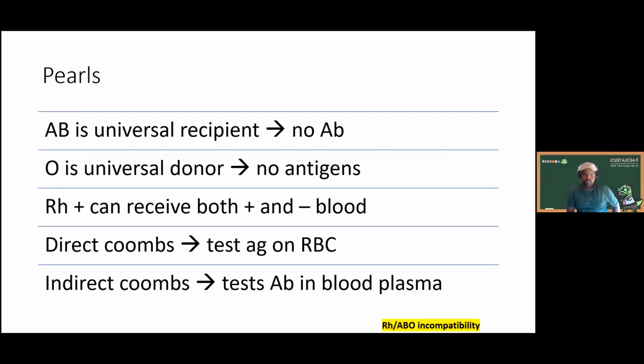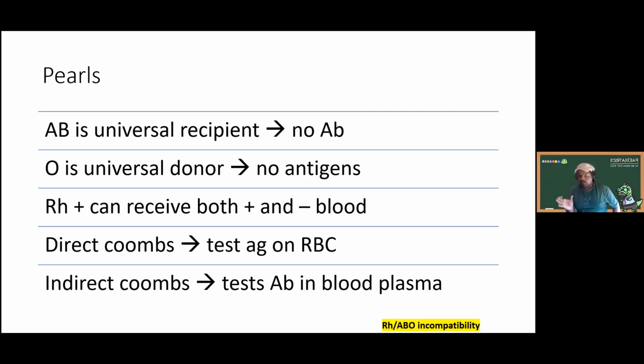So some pearls for ABO and Rhesus. AB is the universal recipient because there's no antibodies, and O is the universal donor because there's no antigens. A Rhesus positive person can receive both Rhesus positive and Rhesus negative blood.